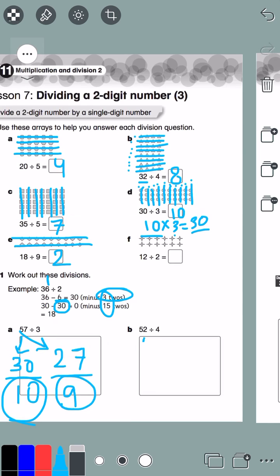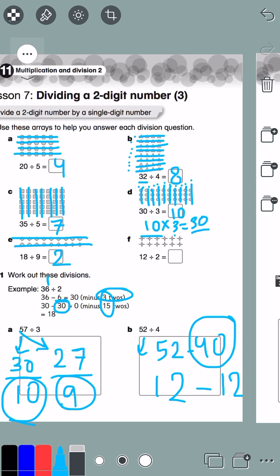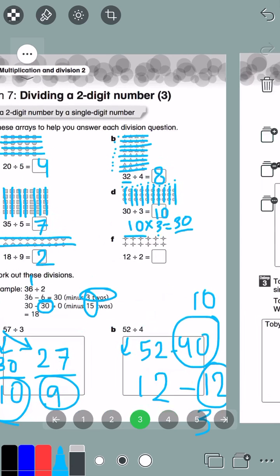So take away 40 here. 52 minus 40, because you know that 10 times 4 equals 40, and now 52 minus 40 equals 12. Now 12 minus 12 equals 0. And you know that 3 times 4 equals 12. So here we have 10 and here we have 3. So the answer is 13.